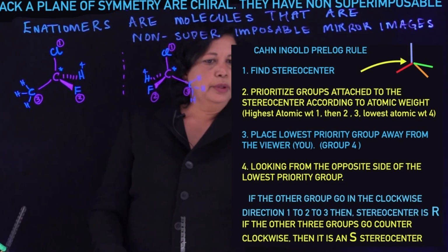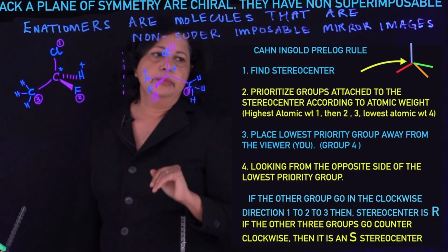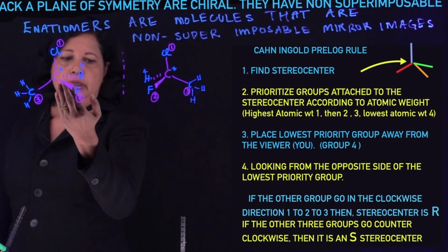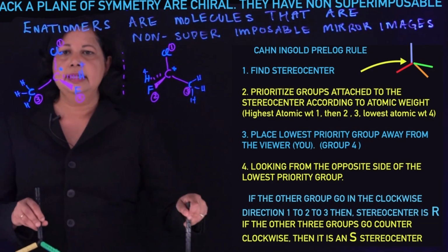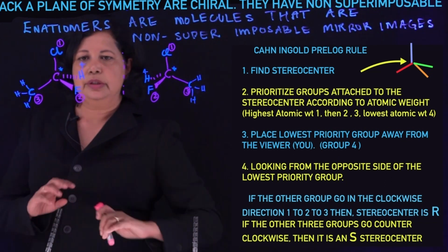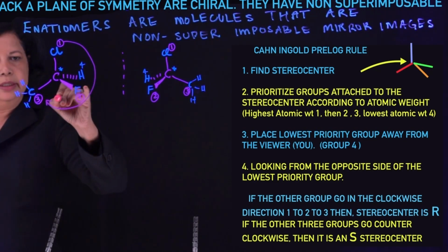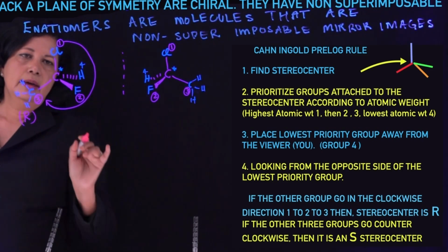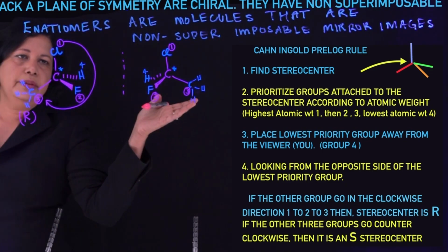Then put the lowest priority group away from you. Well, I've written it as a dash. That means it is going away from me. So I don't have to rotate this. And look from the opposite of the lowest priority group. So I'm facing it and I'm looking at it from the opposite of the lowest priority group. Then if it's going clockwise, that's R. Let's see, so here's your chlorine, fluorine, carbon, and whoa, you're making a right turn. This molecule would be labeled R. Then you can name it R, 1-chloro, 1-fluoro, ethane.